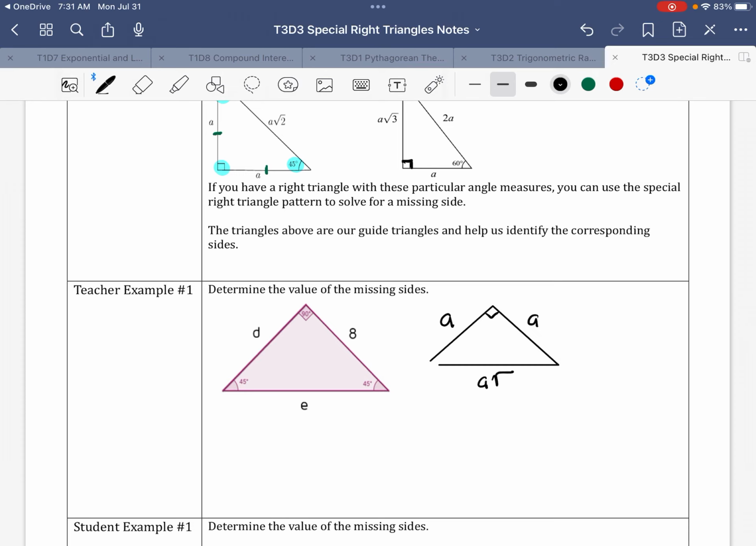This is my A, A square root of 2. Okay. And I'm going to look at each of my corresponding sides. So here 8 is going to be that A, D is equal to A, and E is equal to A root 2. And what we can do is write those equations. 8 equals A, D equals A, E equals A square root 2.